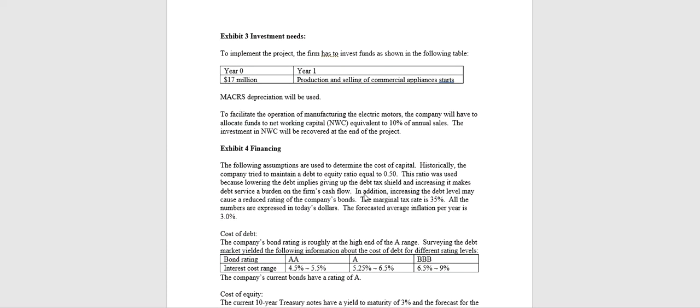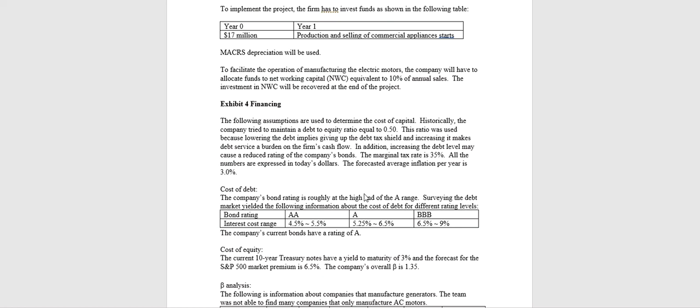We've been over that. But this is driving a lot of people nuts. The financing, determining the cost of capital, WACC. It's the cost of debt and the cost of equity. But what is the capital structure of the company? It tells us right here. Historically, the company tries to maintain a debt to equity ratio of 0.5. The debt to equity ratio is 50%.